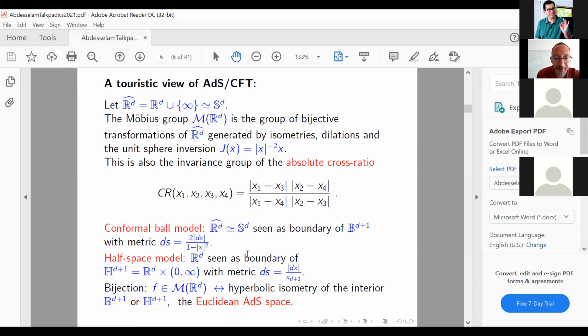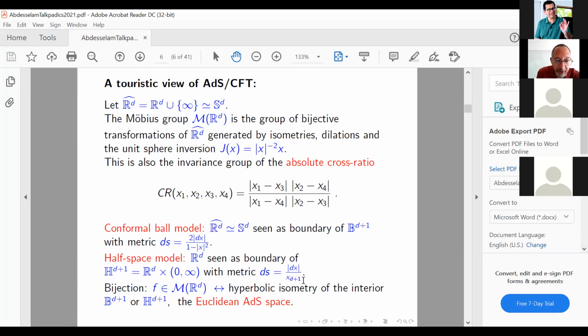Another model for the geometry of what's going on is the half space model. In that case, we see R^d as the boundary of R^d times another direction, (0, infinity). This is denoted by z in the physics literature for the coordinate in this direction. So this is mathematically just the d+1 hyperbolic space with this metric. This is the d plus first coordinate.